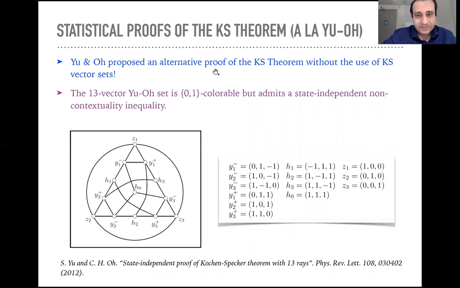And there are a number of other results that we give in connection to the Kochen-Specker theorem and 0-1 gadgets. In particular, we show that the 0-1 gadgets can also provide what are known as statistical proofs of the Kochen-Specker theorem. These are proofs that do not rely on 0-1 colorability, but directly look at a state-independent non-contextuality inequality. And a famous such result is a result by Yu and Oh that was in PRL in 2012 that provides a statistical proof of the Kochen-Specker theorem, even though the set of vectors that is given is a 0-1 colorable set.